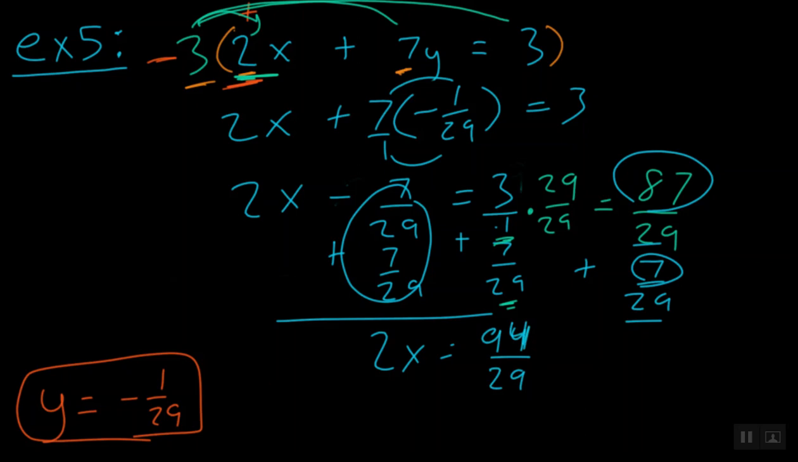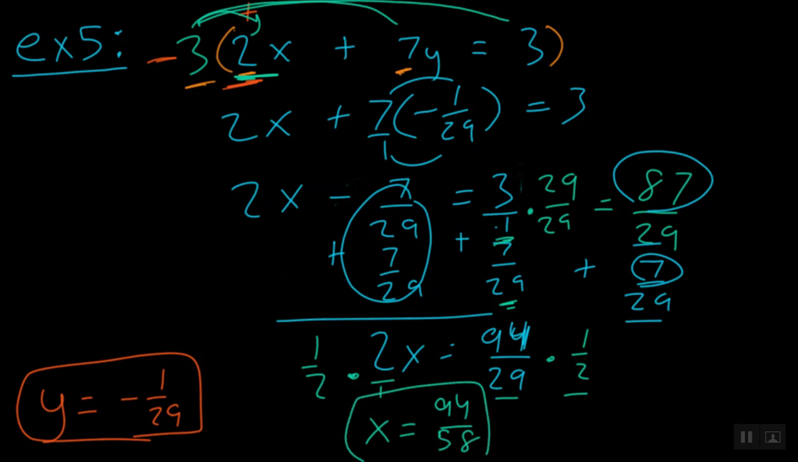Okay, let me make my 4s a little bit better. Now from here, this is going to take it one step trickier in that whenever you're working with a fraction, you don't want to divide by 2. You want to multiply by its reciprocal. The reciprocal of 2 over 1 is 1 over 2, so times 1 over 2, and we get this crazy x value of 94 over 29 times 2, which is, let's see, 58. And at this point, we can write our final answer. Our final answer will be 94 over 58, comma, negative 1 over 29.